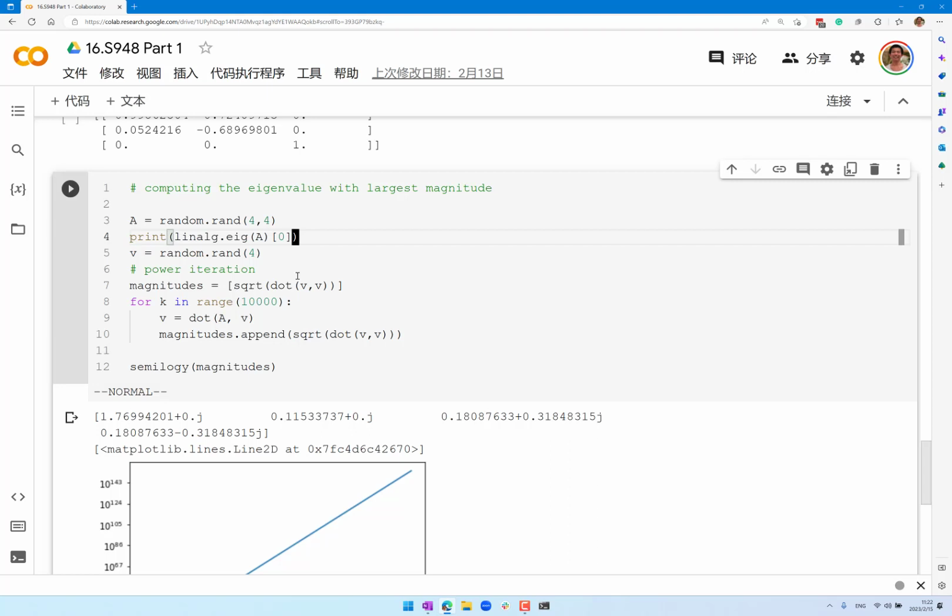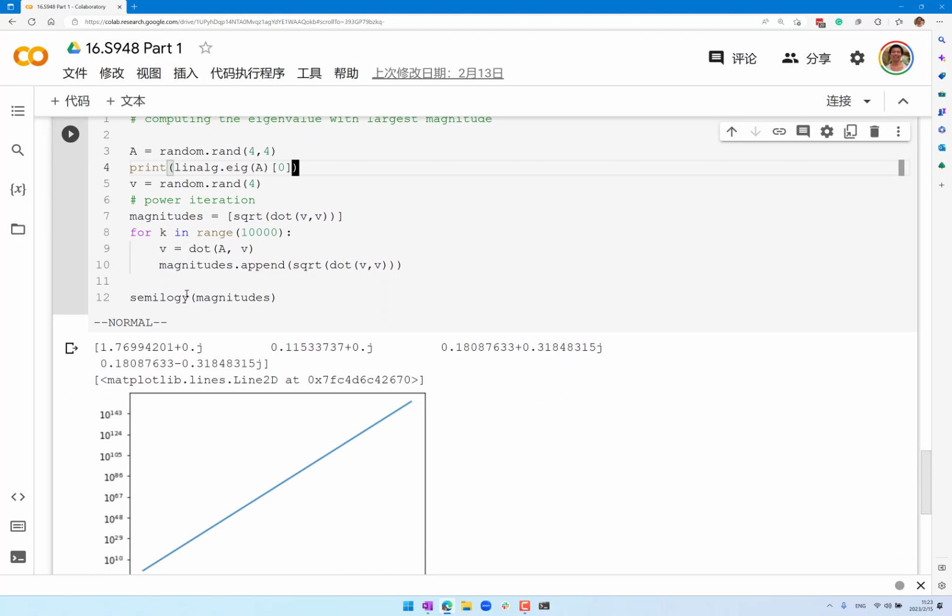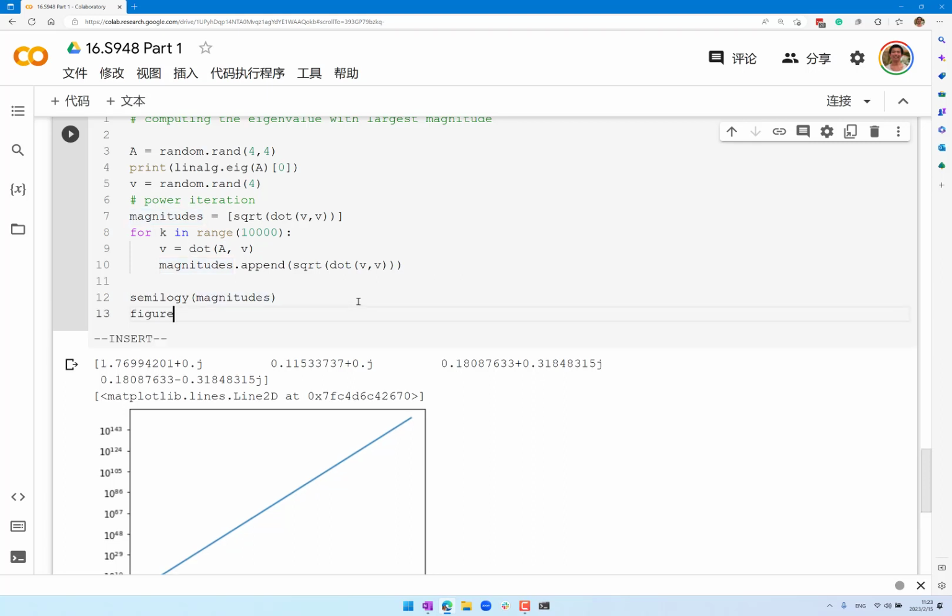It's still doable. It may take a few hours on the biggest computer, if you have a computer with lots of memory. It takes a few hours to get to the eigenvalues of, let's say, a 100,000 by 100,000 matrix. But anything larger than that is pretty hopeless. So here we did a bunch of power iterations, and we have the magnitude, and we did a semi-log plot of the magnitude. But what's really interesting is to make another plot.